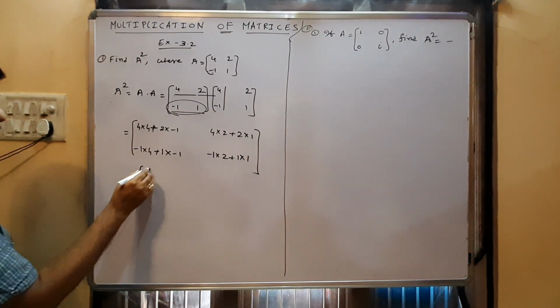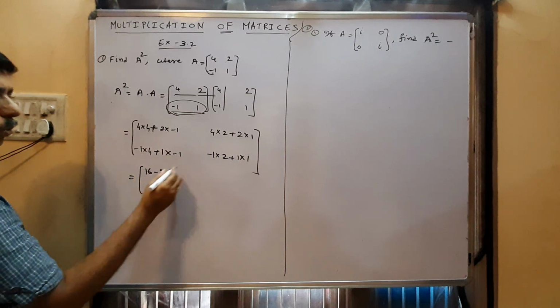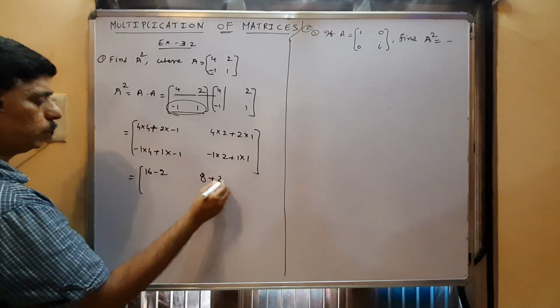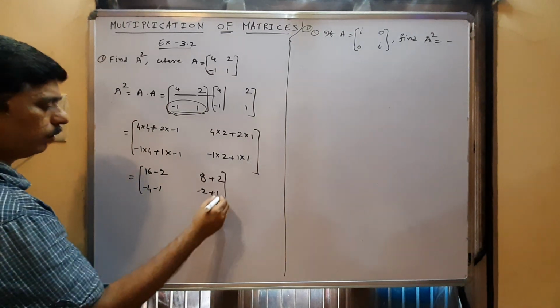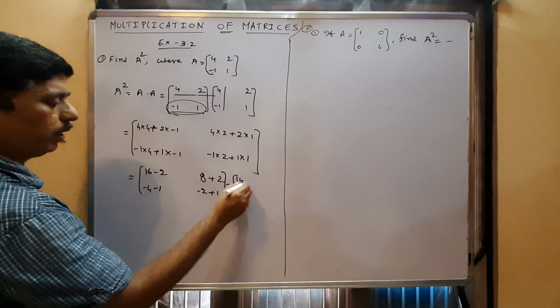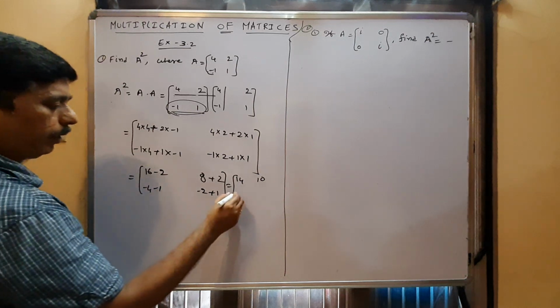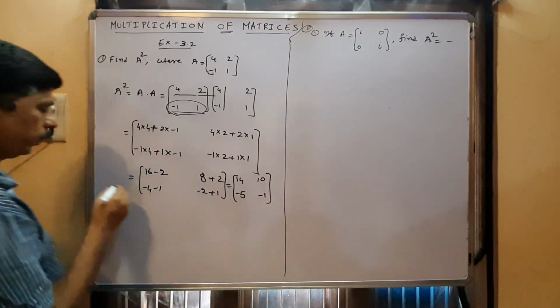So 4 4s are 16 plus into minus 2. 8 plus 2, minus 4 minus 1, minus 2 plus 1. That is 16 minus 2 is 14. 8 plus 2 is 10. Minus 5, minus 1. This is the A square value.